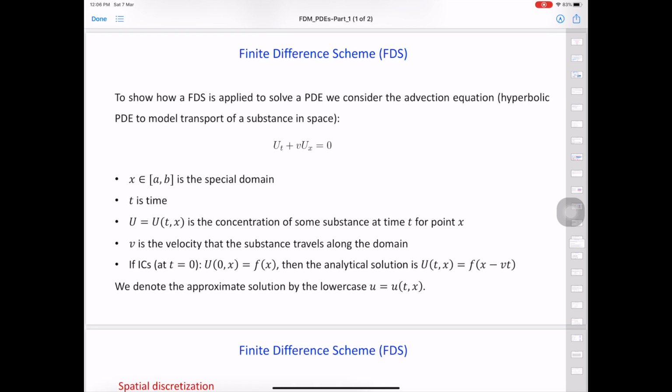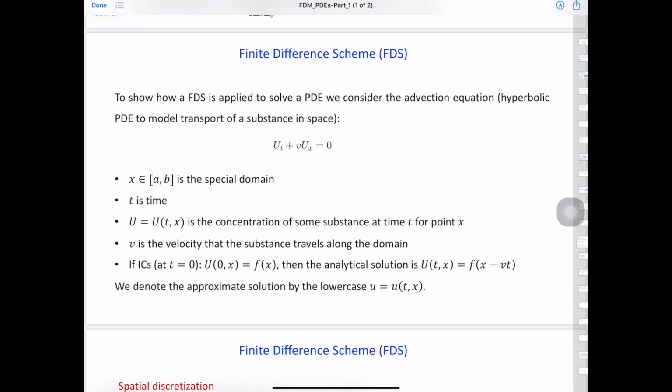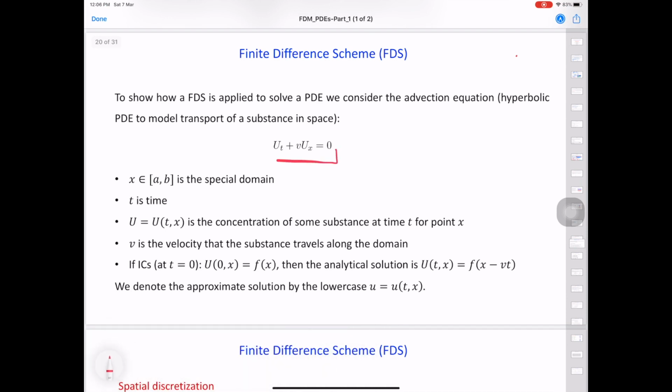Let's talk now about the finite difference schemes, and we will go through one particular partial differential equation, which is the advection equation. So this is the advection equation, and it is usually used to model transport phenomena, or transport of substance in space. So x is called the spatial domain, and here it extends from a to b. t stands for the time.